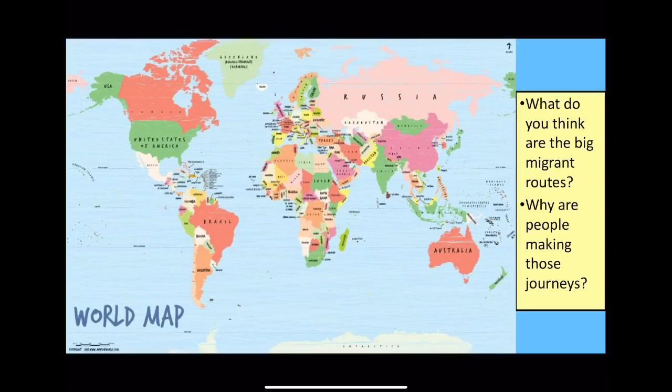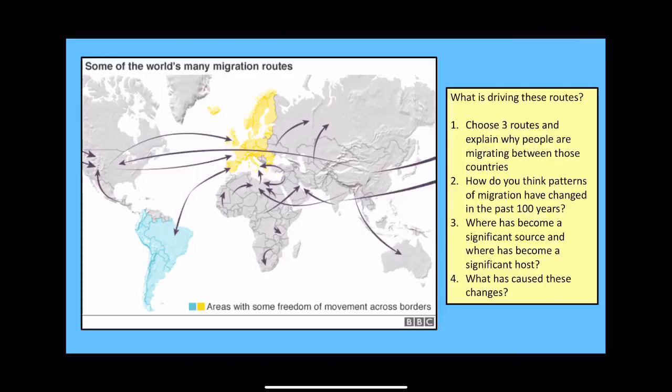Okay, so first of all, have a bit of a think. Where do you think the big migrant routes are, and why are people taking these journeys? What migrant routes are you aware of? Some of them we've learnt about during this topic. Here we've got some of the migrant routes, so think about what's driving some of these, what's making these happen.